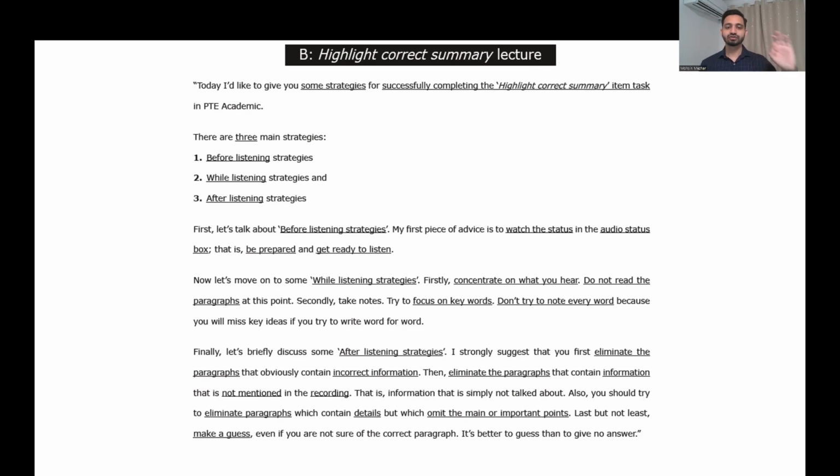Even if you're not sure of the correct paragraph, it's better to guess than to give no answer, okay? Because there is no negative marking and you might score a mark if your guess is the correct one, okay? So always guess the answer. Do not leave it blank.